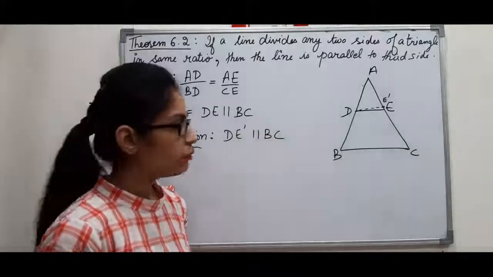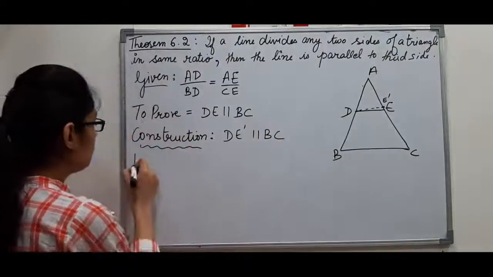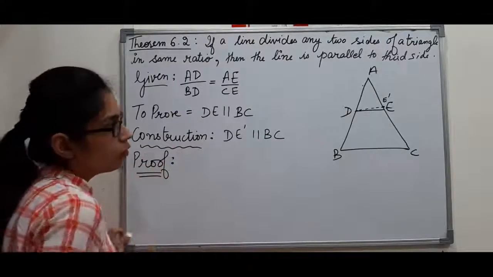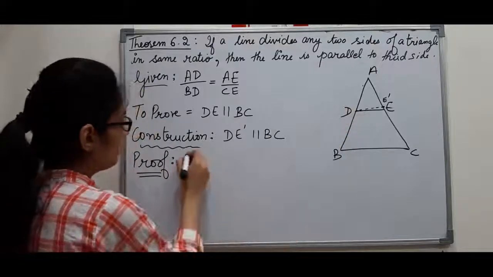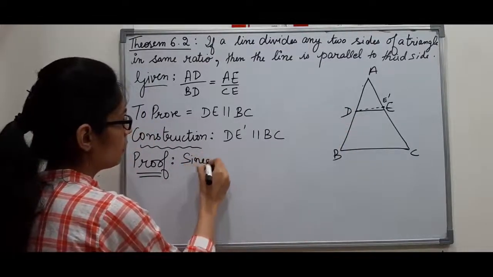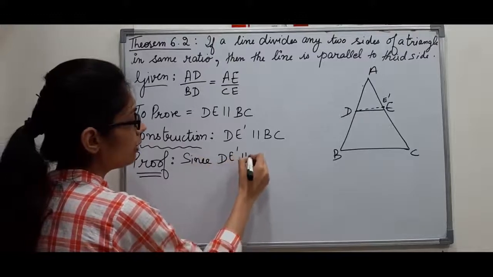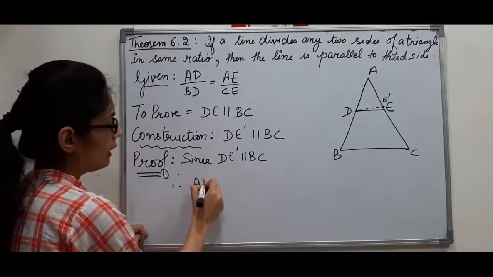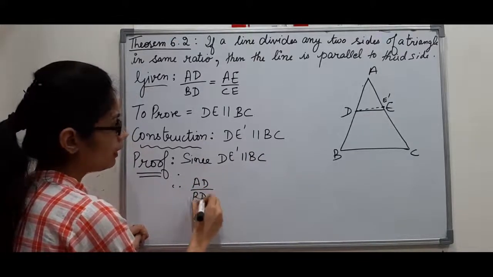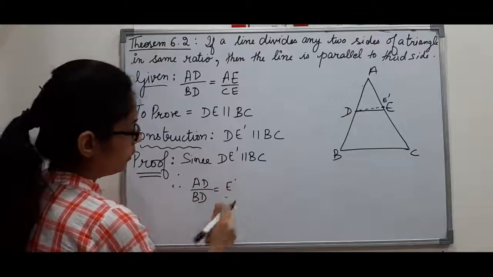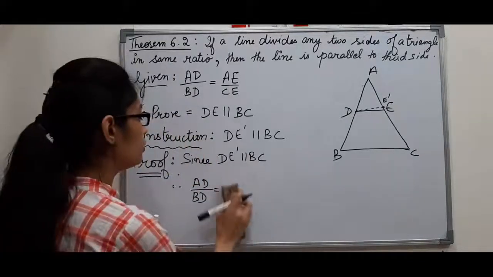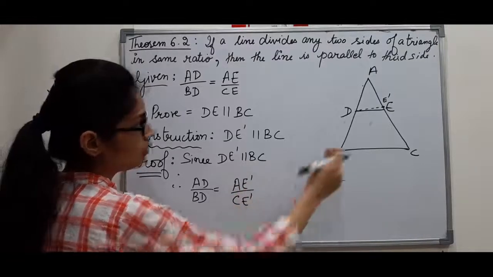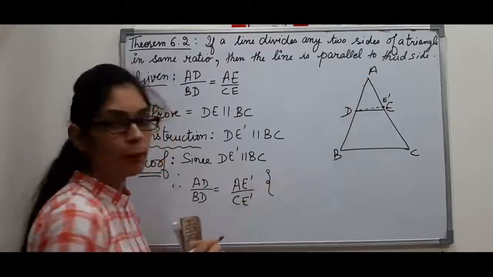So this construction we have done from our side. Now let's do the proof. So we'll start from our construction part. We'll write, since DE dash is parallel to BC, therefore AD upon BD is equal to AE dash upon CE dash. See, and this we have learnt in the previous theorem.